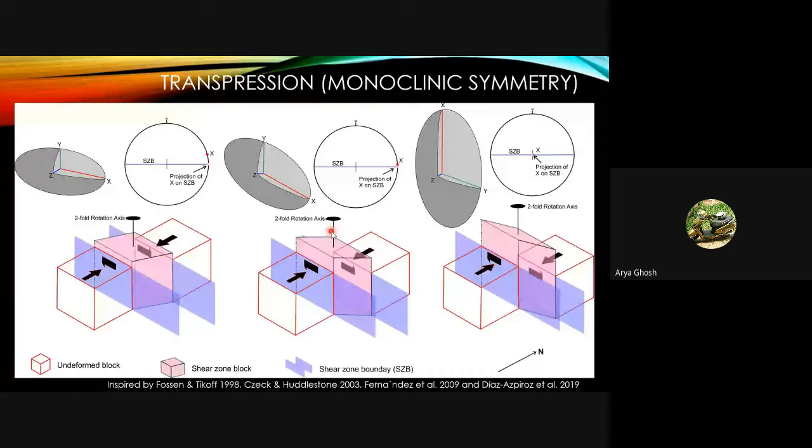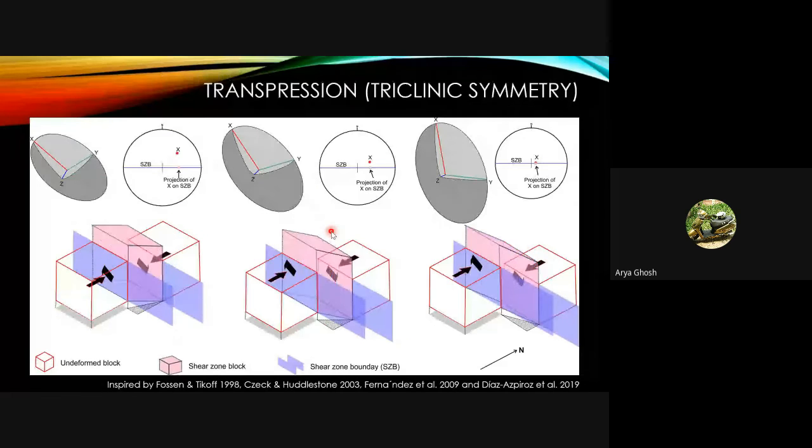Now we will come to the triclinic case. What happens in the triclinic case? Like the Mahanadi shear zone. Now this pure shear component is there, and this simple shear component is causing an oblique motion.